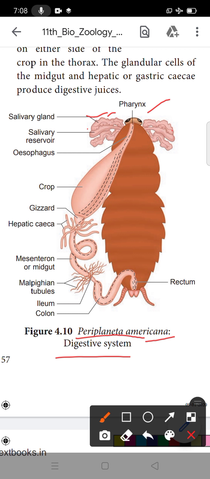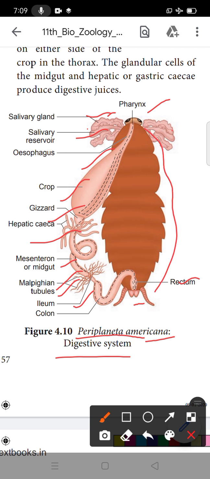Okay, the next one is the salivary reservoir, and the esophagus is present. What is the role of the esophagus? It is the food pipe. Then the crop is also present, and the gizzard, and hepatic caecae, and the mesenteron or midgut. Malpighian tubules are also present, and ileum, colon and rectum. The rectum opens through the anus. So this is the digestive system of the cockroach.